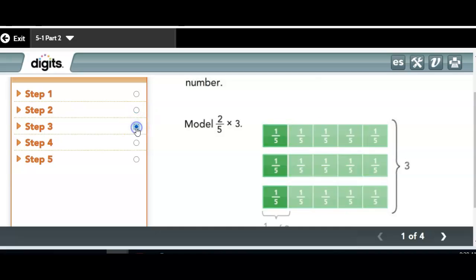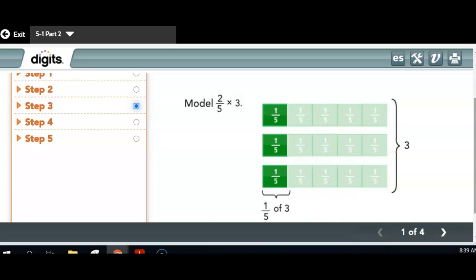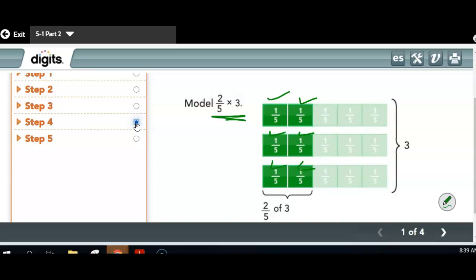Step number 3 is we have 1/5. So 1/5 of 3. And then we have 2/5 of 3. How can you solve this? What is your answer going to be of 2/5 times 3 by just looking at this model? What could you do? Noah. It's 6/5. Exactly. We have 1/5, 2/5, 3/5, 4/5, 5/5, 6/5.